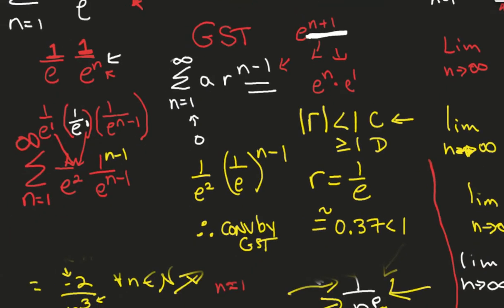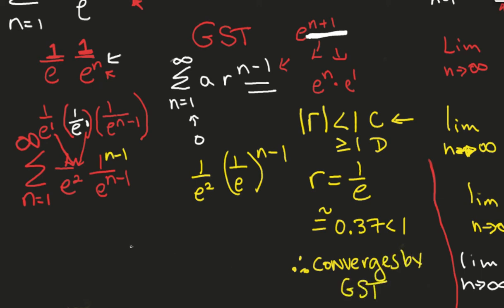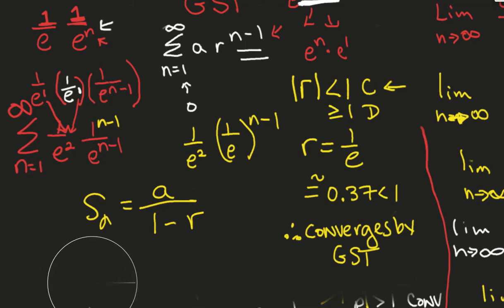Now we can find the sum. You might be asked to find the sum of the GST, and then you use that formula. The sum is equal to a over 1 minus r. Oh, I had it backwards. That's okay. A over 1 minus r. So in this case, a was 1 over e squared. r is 1 over e.